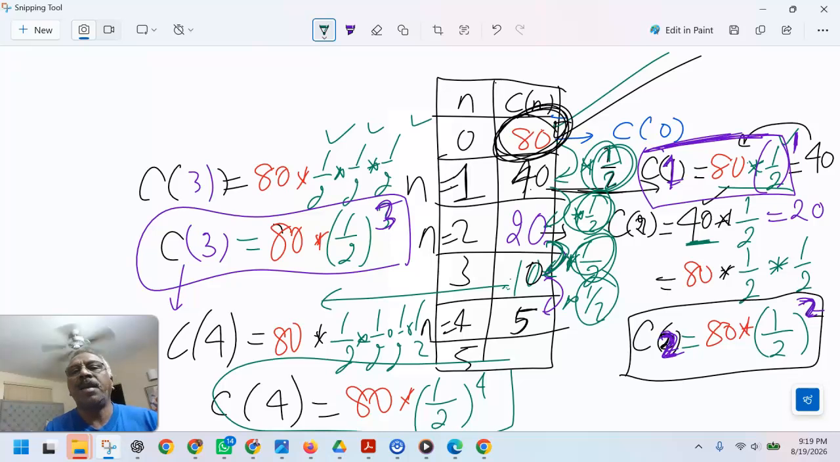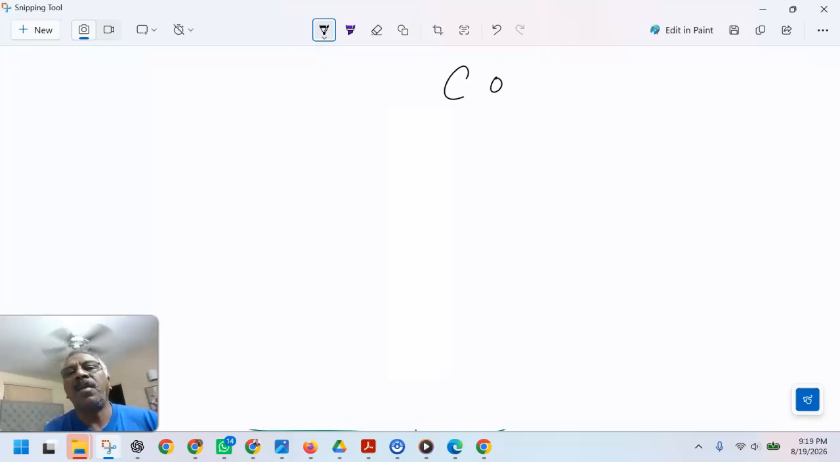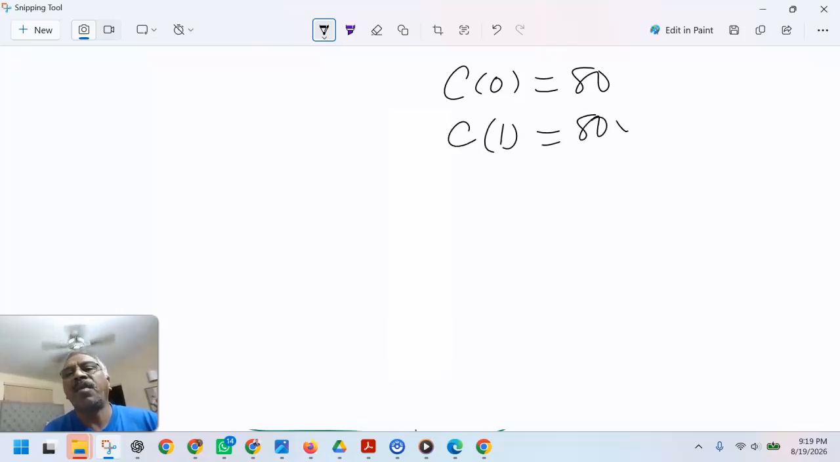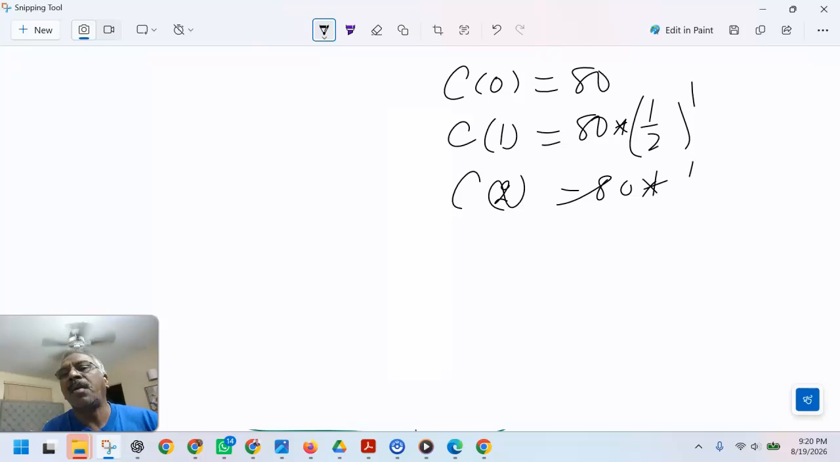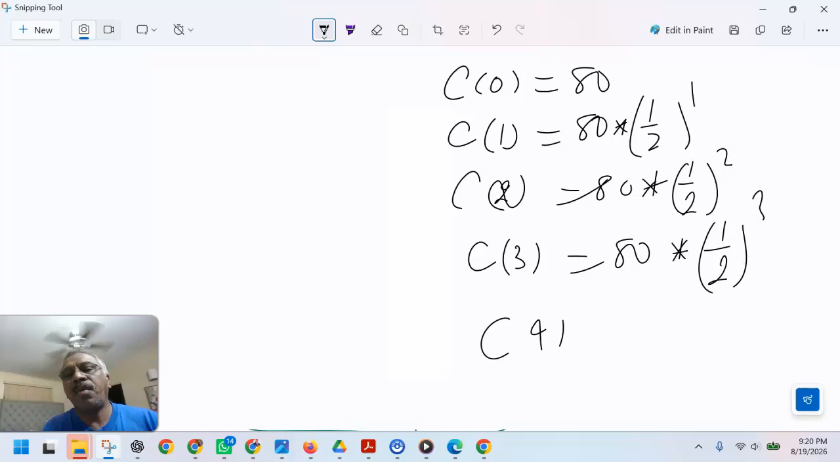And the goal is, can we go on doing this activity, and you will see where you end up. So let me clean this whole thing. You got an idea here. I'm going to write this again on a new page. Here C0 was 80. C1 was 80 times half raised to 1. C2, two cuts, it is 80 times half raised to 2. If it is three cuts, it is 80 times half raised to 3. And if it is C of 4, this is what we saw.